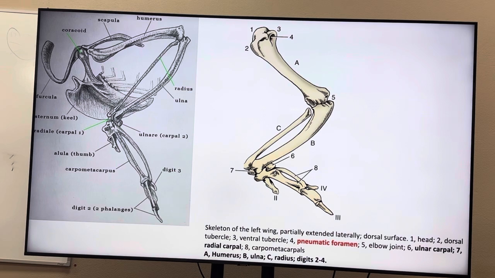So the reverse is the case in birds. The ulna is larger than the radius, and it is more medially located, and it articulates with the humerus proximally, and here we have a characteristic large interosseous space.